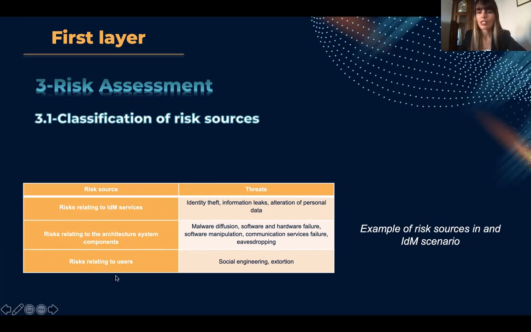As you can note here, these 2 resources refer to the 2 dimensions that I have noted at the beginning of this presentation, the internal and the external side. And then, risk relating to the particularities of the service. For example, in this case, I am referring to identity management systems. So in the end, it's, for example, identity theft or information leaks.